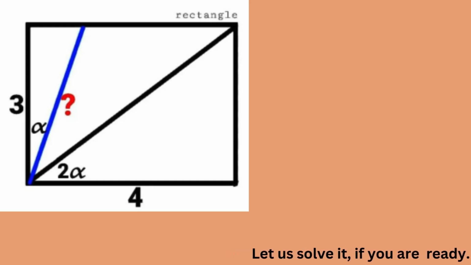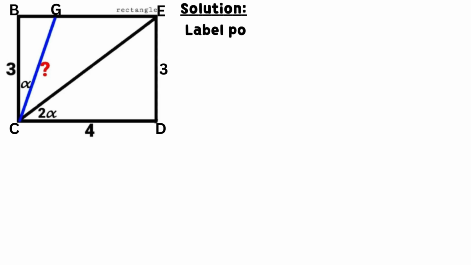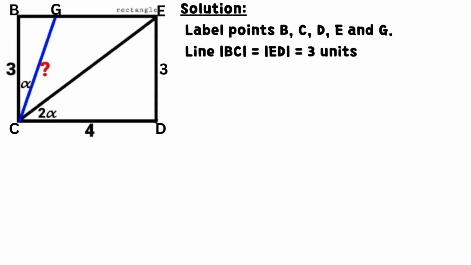What is the length of the blue line? Label points B, C, D, E, and G.